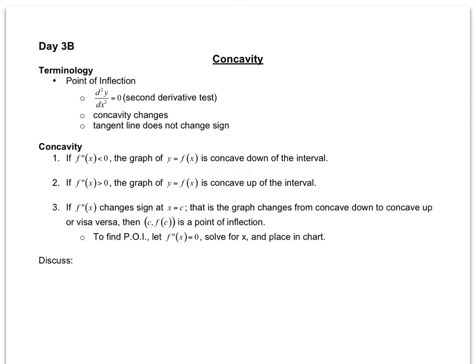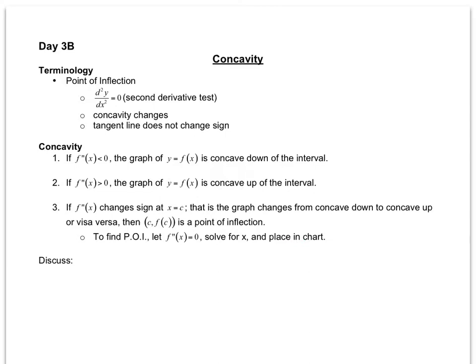If f double prime of x changes sign at point C, x equal to C, that is, the graph changes from concave up to concave down or vice versa, then this point right here is a point of inflection. To find the point of inflection, let f double prime of x equal 0, solve for x, and then we do a nice ugly chart.